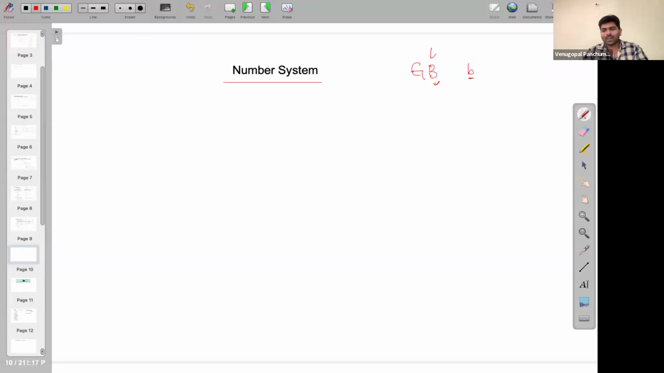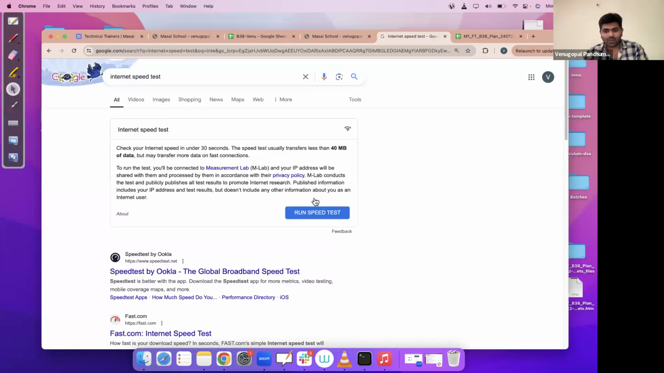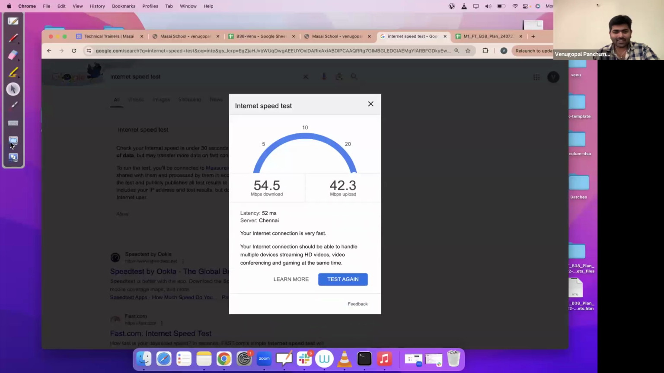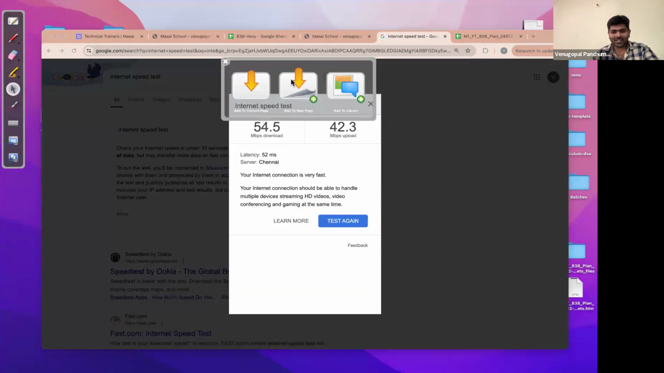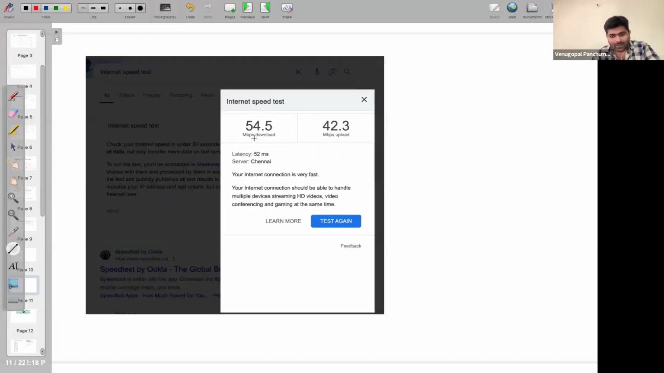Or I'll just show one thing. For example, I'll open Google and type internet speed test. Now let me run the speed test here. I just connected to my internet and I'm checking the speed test. It is running, and it's showing mega. Download speed and MB speed. Let me take a screenshot of this and add it here. Now check this. The download speed is 54.5 M.